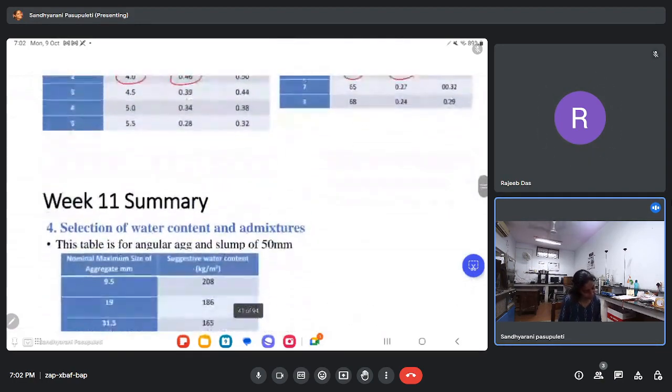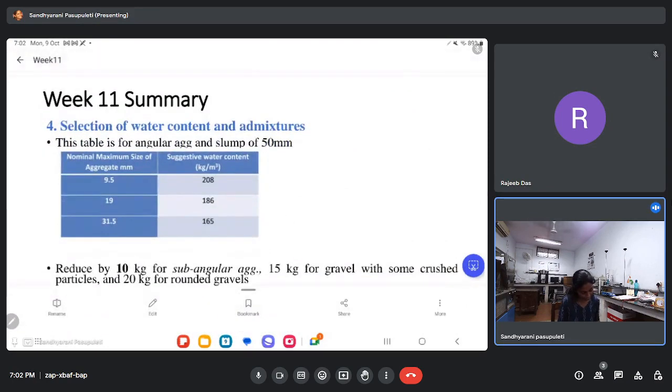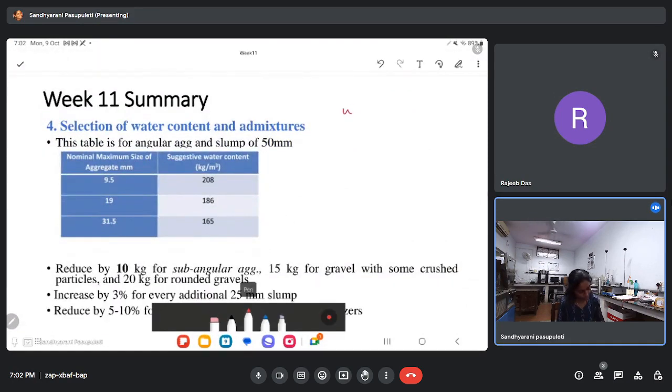So once we determine the water to cement ratio, it is very easy to calculate the water content. Let us say I know the water to cement ratio is 0.5. If I want to know the water, what do I have to do? Water content would be 0.5 times the cement content. Okay, so we can usually calculate it.